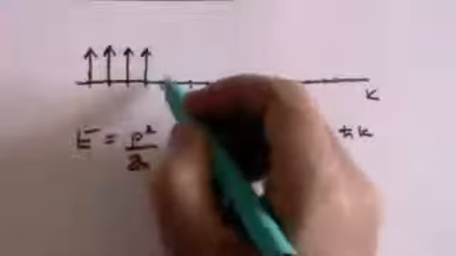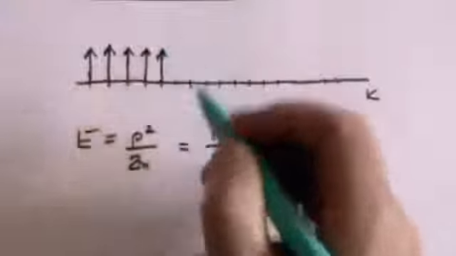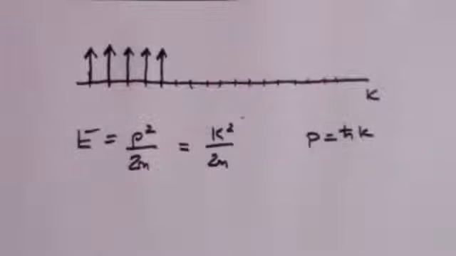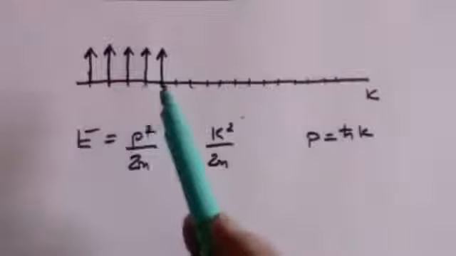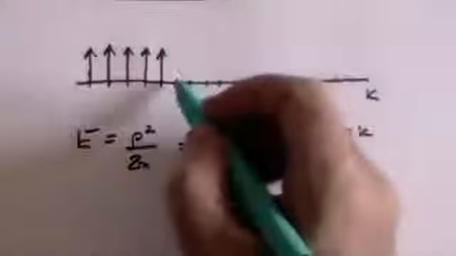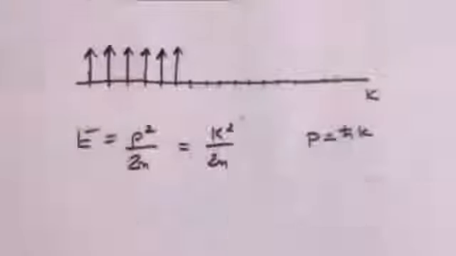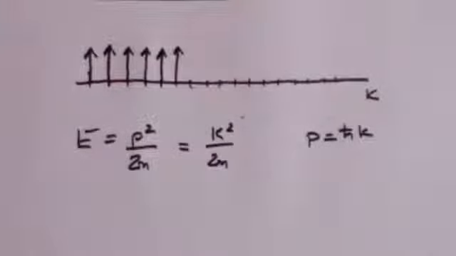These could be states in an atom. If you've got lots of electrons in an atom, they can't all occupy the same orbit. They have to have their own energy orbit representing their own value of k, and so they will continue to fill up increasing values of k, increasing values of energy, increasing values of momentum, until all the electrons in the atom have been accommodated.